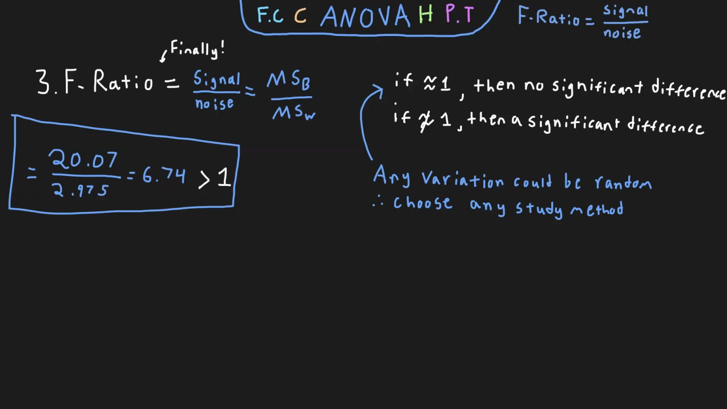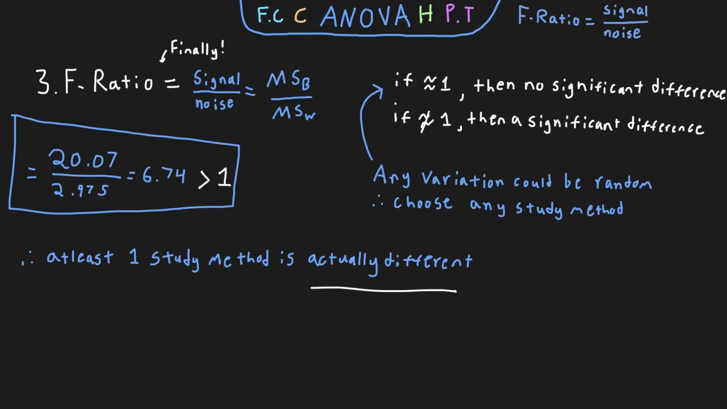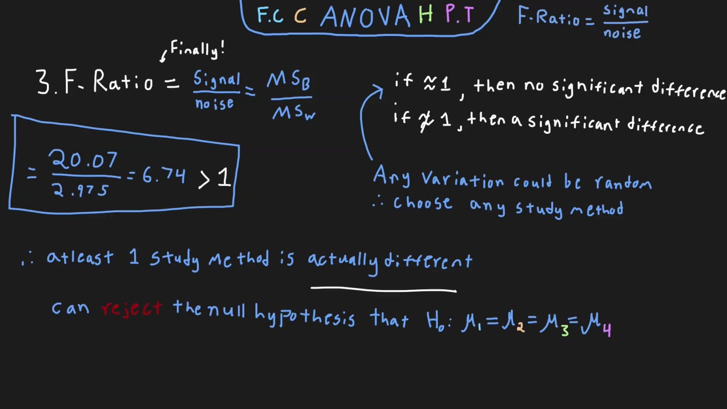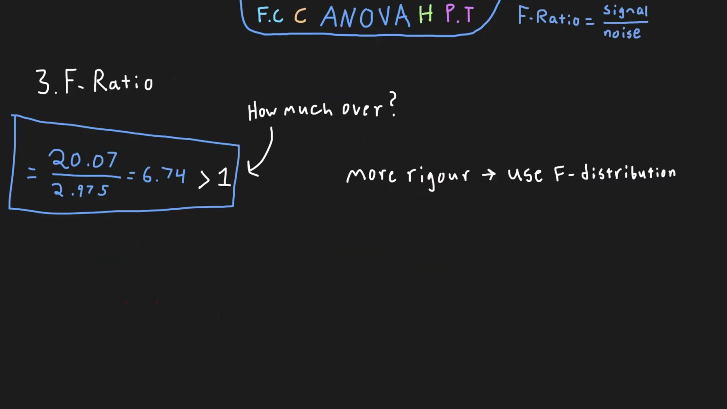After calculating the ratio, we find the F ratio to be 6.74, which strongly suggests at least one of our group's means is different and implies you can reject the null hypothesis claim that all study methods are equal. While this test is great, how much over 1 do you need to be? To be more rigorous and confidently reject the null hypothesis, we can also use a statistical distribution for the F statistic we calculated from the F ratio.